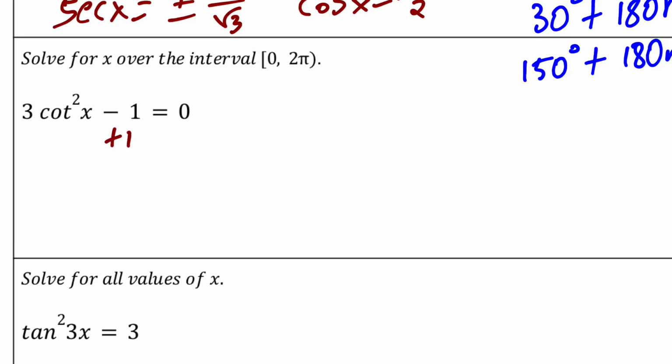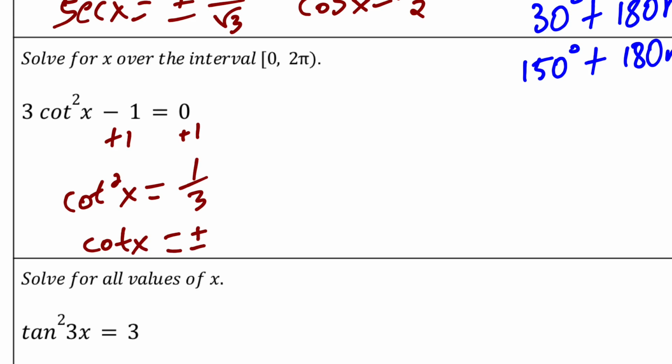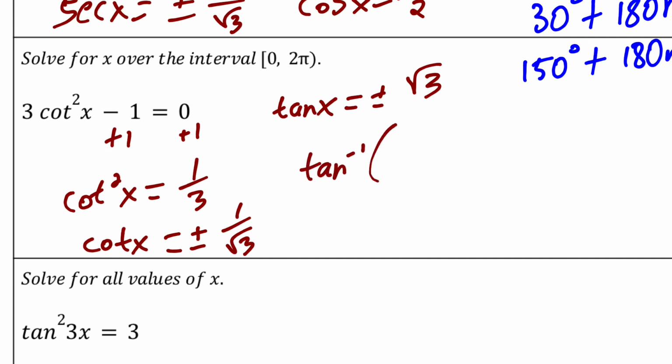Next up, let's do plus 1 and then divided by 3. So we have cotangent squared x is equal to 1/3. If I square root that, I have cotangent of x is equal to plus or minus the square root of 1/3, which let's just write it as 1 over root 3. I think that'll work. So if we wanted to, we can flip this and say the tangent x is plus or minus root 3. And if you're not sure where that shows up on the unit circle, you could always take the tangent inverse of the square root of 3, and it will spit out your answers.